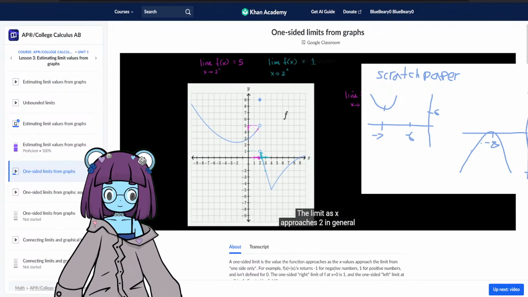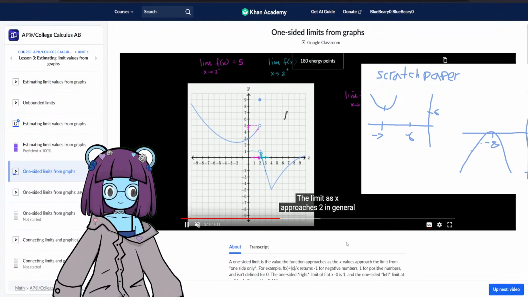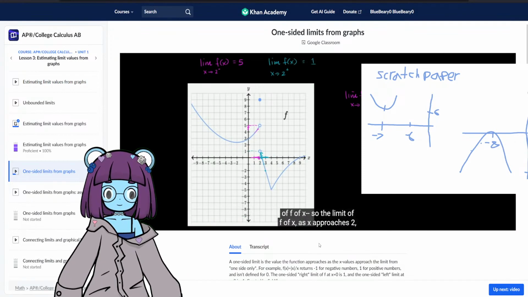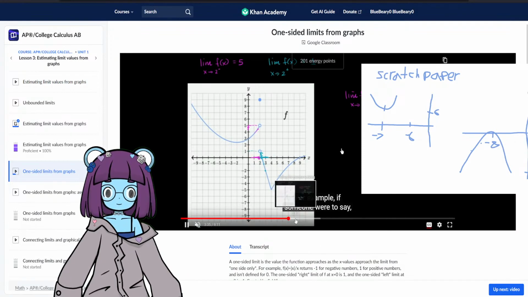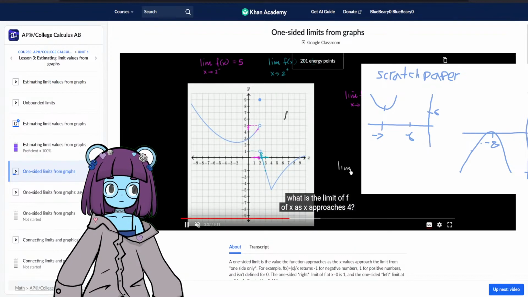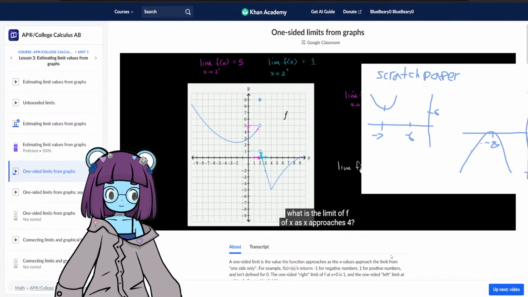Right? Is there like another example? So they do not equal each other. I guess that's another point, is that when it approaches from the left and right, it does not equal each other. Oh, the limit at 2 does not exist, but the limits from the right and left do exist.